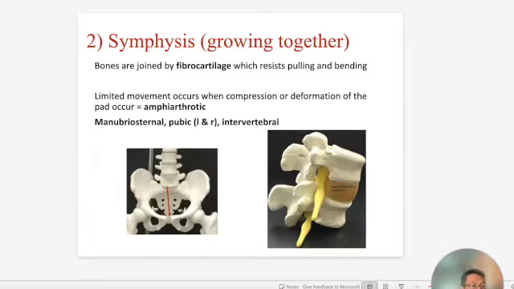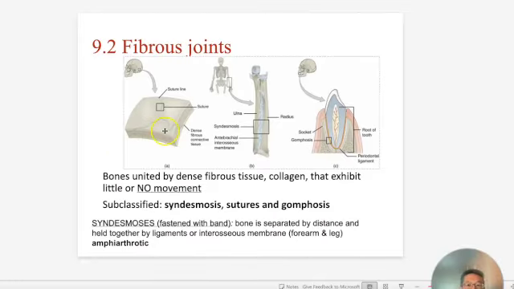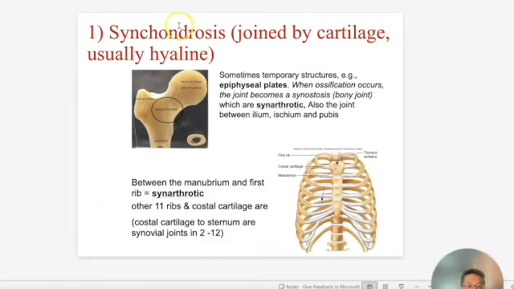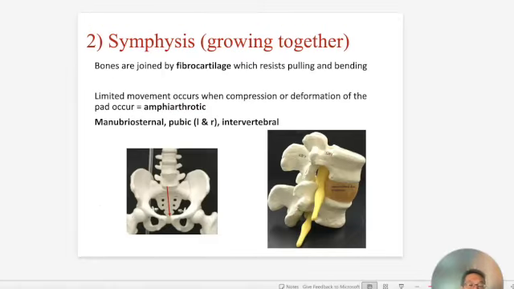Okay. So the first type of joints are fibrous joints. Remember, fibrous joints. Okay, these three types, and they're classified by their movements as well. Second type is the cartilaginous type, and it's synchondrosis and symphysis. Second type. Maybe you can remember by the S.